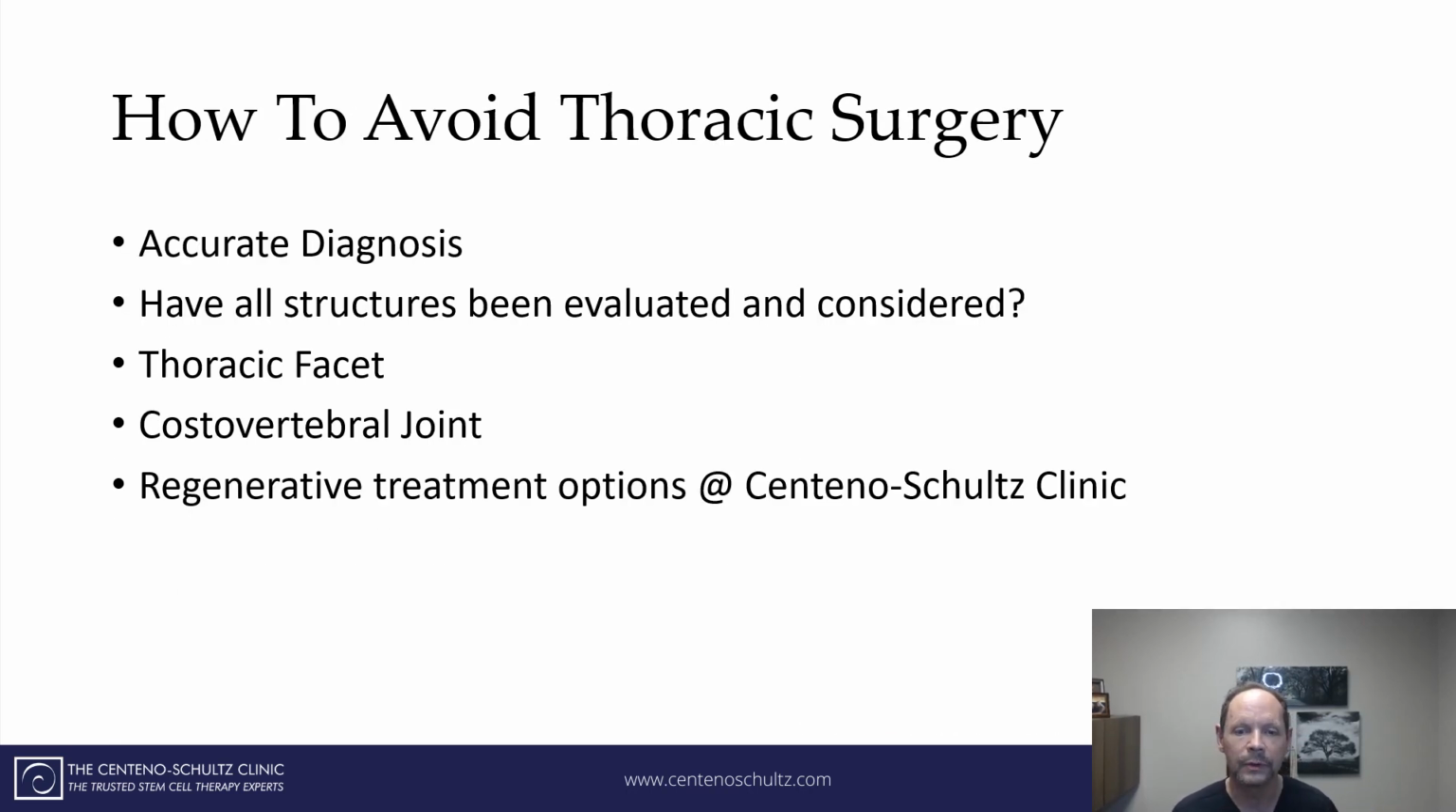So how in the world do I avoid thoracic surgery? We've just reviewed the three most common: a fusion, a laminectomy, and a discectomy, all of which are associated with significant risks with no specific guarantee that the pain will get better and you will increase function. The key comes down to having an accurate diagnosis. That's right, an accurate diagnosis. Have all the structures in your thoracic spine been evaluated and considered to be a source of the pain? That's essential for any workup. You can't simply look at an MRI and say, well, there's the cause.